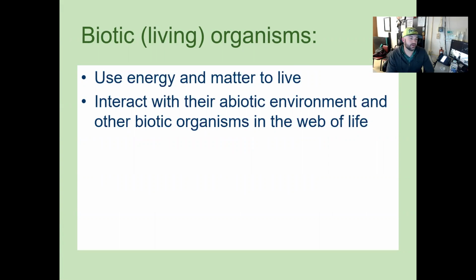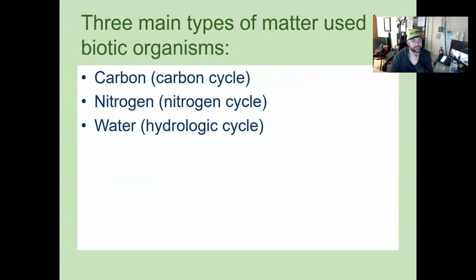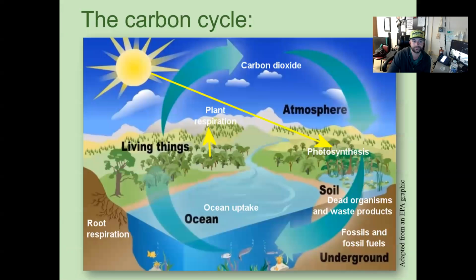Biotic living organisms use energy and matter to live, and interact with their abiotic environment and other biotic organisms in the web of life. There are three main types of matter used by biotic organisms: carbon, nitrogen, and water. So that's the carbon cycle, nitrogen cycle, and hydrologic cycle.